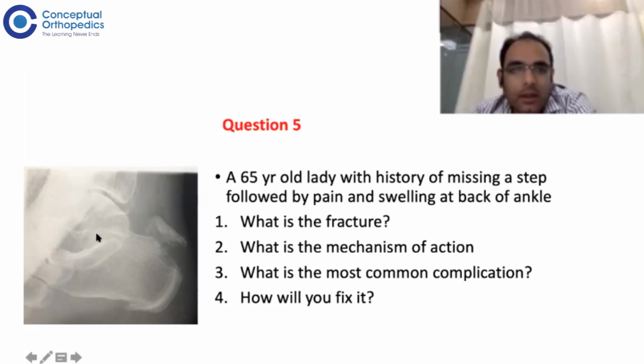If you look at this X-ray, you can easily see that there is a piece of bone which is avulsed off from the posterior aspect of the calcaneum. So this is a calcaneal avulsion fracture. And when it is avulsed off, we all know what attaches over this area. We can see this is the shadow of the tendo Achilles. So this is also called a tendo-Achilles avulsion type of fracture.